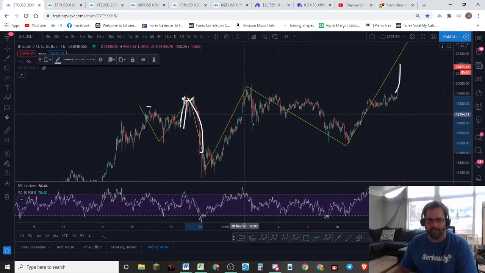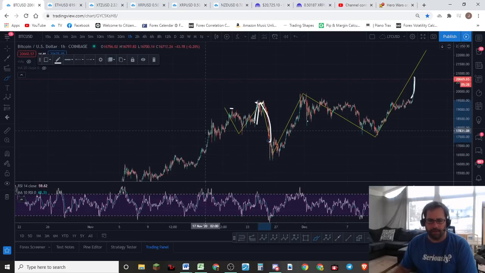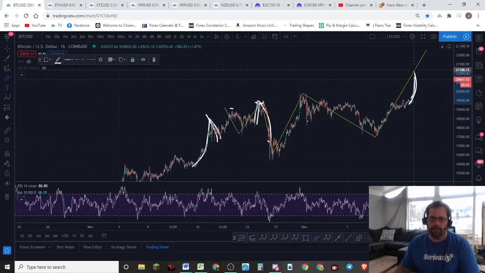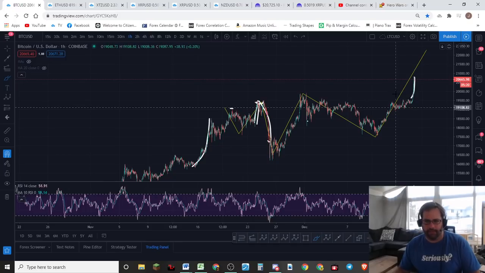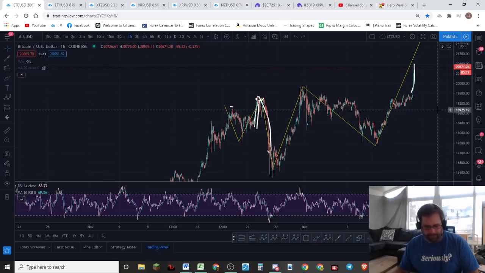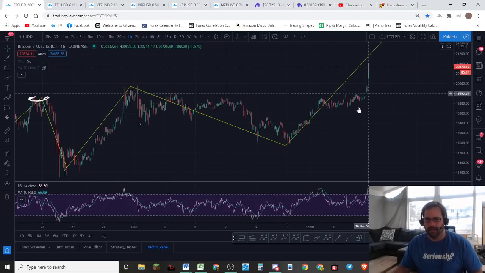When you get these straight up moves like this, you get the pullbacks. You get the dumps that follow. These straight up moves are not generally the beginning of something. It's the middle to the end of something. It's usually the exhaustion candle, or it's exhausting the move.